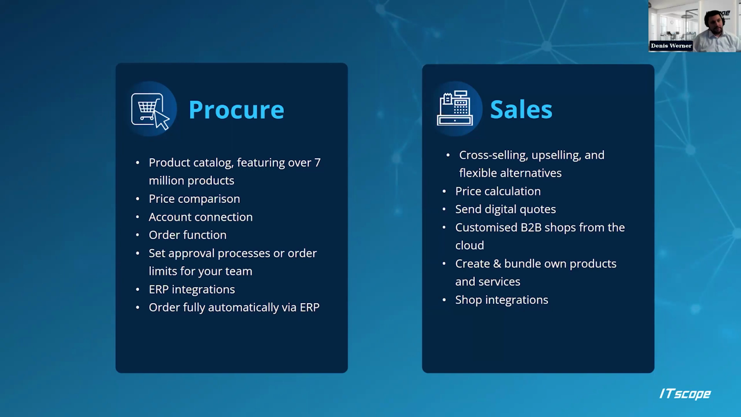What is also available is our own B2B shop system inside the cloud. This is a closed system where your customers can log in, and also here, based on your purchase prices and your price calculation, the customer can log in to a portal and then order directly in this shop. And based on ITscope technology, this will then be forwarded to you.